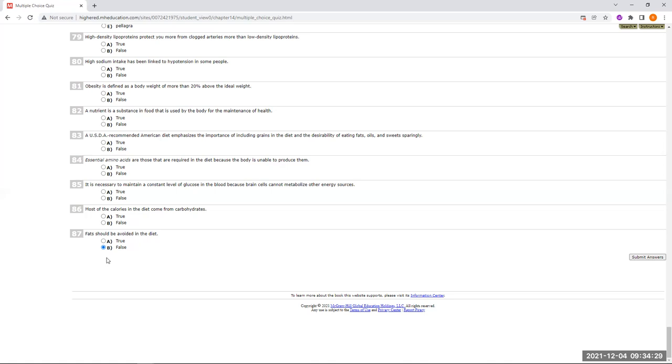Most of the calories in diet come from carbohydrates. So we get most of our calories from sugars or complex sugars? The answer is, yeah, we do. It is necessary to maintain a constant level of glucose in the blood because brain cells cannot metabolize other sources of energy. And that is very, very true. Right? They use glucose, which is why you have to be taking it in.